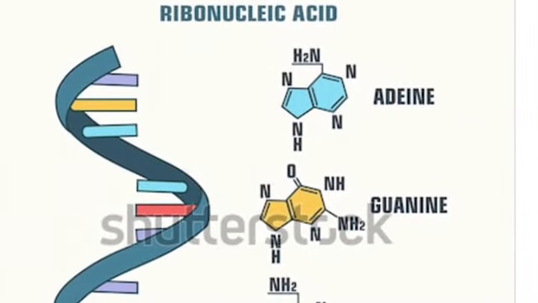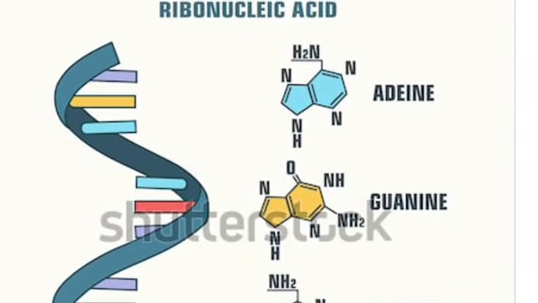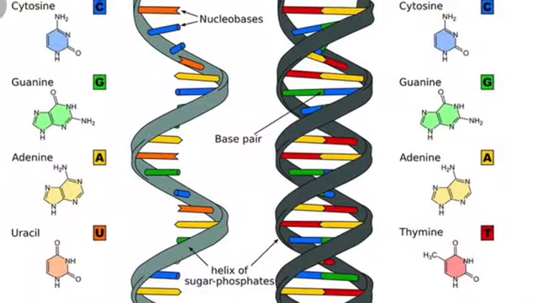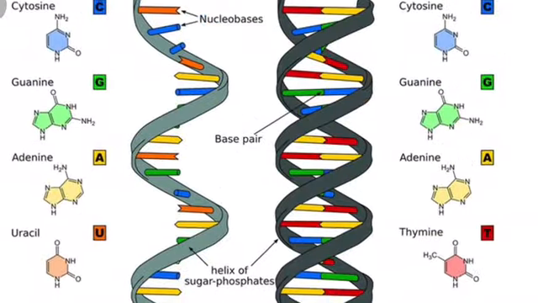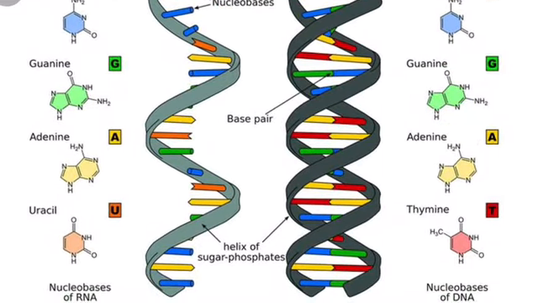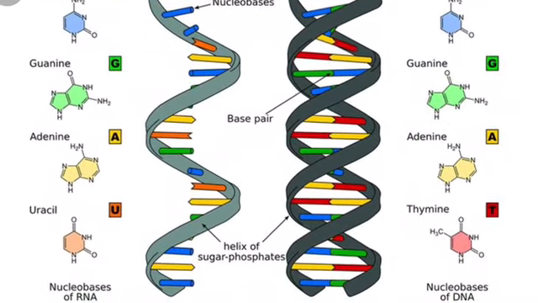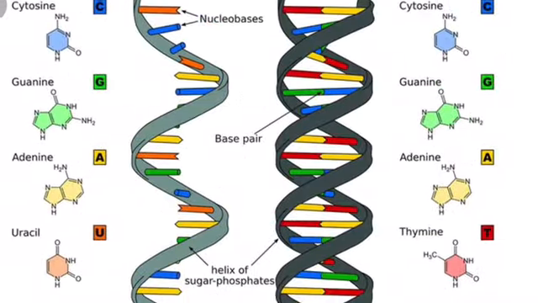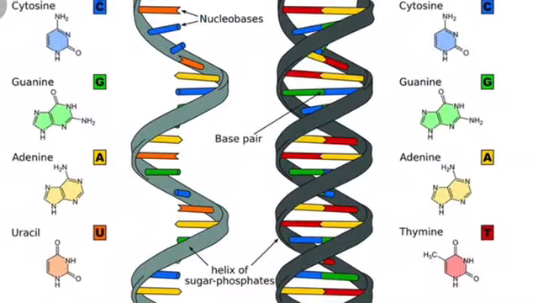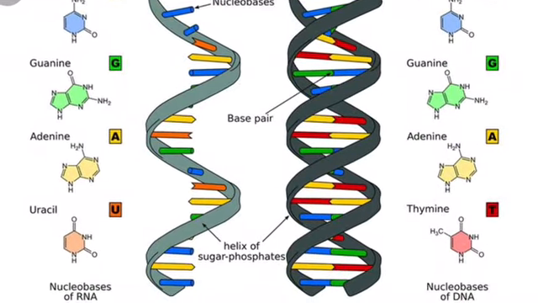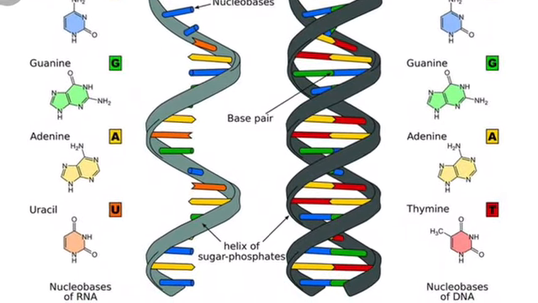I am a nucleic acid called ribonucleic acid, also known as RNA. My structure includes a 5-carbon sugar called ribose, phosphate groups, and nitrogenous bases. My nitrogenous bases include adenine, guanine, cytosine, and uracil. In RNA, uracil replaces thymine. My shape is that of a single helix. I am a nucleic acid called ribonucleic acid, RNA.